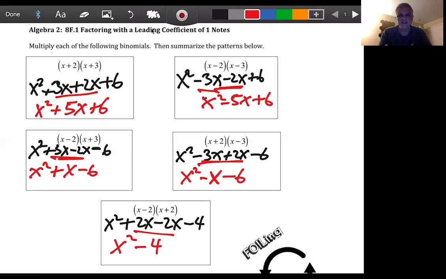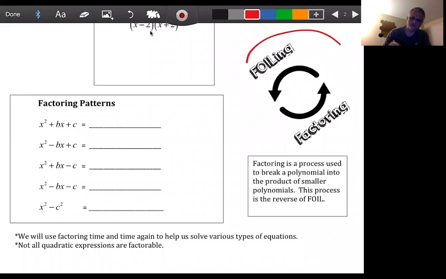Okay, so that is foiling, or just multiplying two binomials. If I have two binomials that are called factors, I multiply the factors together and I get this nice quadratic. Quadratic just means there's an x squared at the front. Well, foiling is the exact opposite of factoring. So like it says right here, foiling does one thing, and then factoring does the exact opposite.